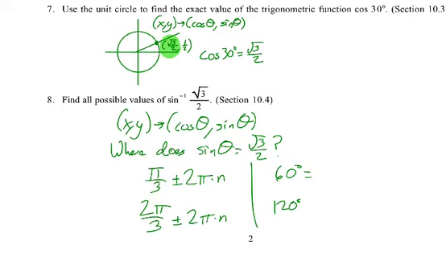Now just like with radians, you can go additional full circles. So you can either add 360 or subtract 360. And we're going to multiply by n because we can do it as many times as we want. Same thing with 120. So we'll say plus or minus 360 times n.